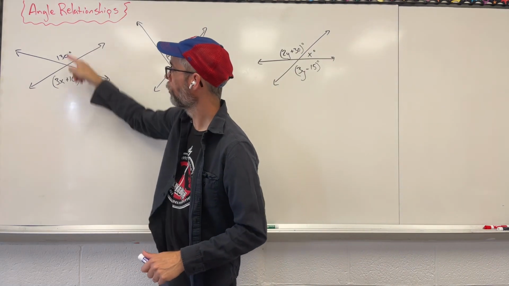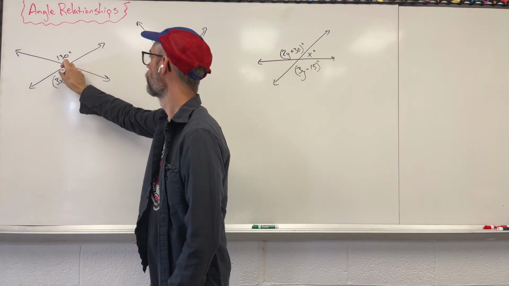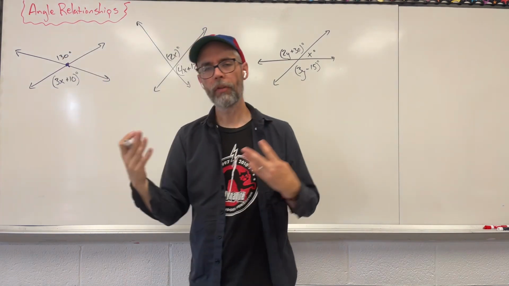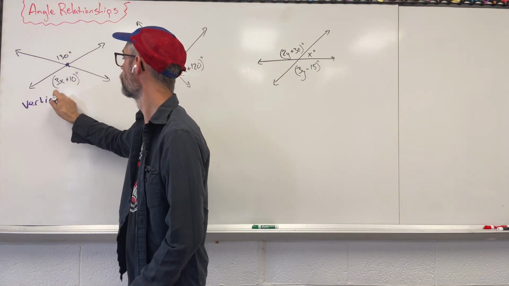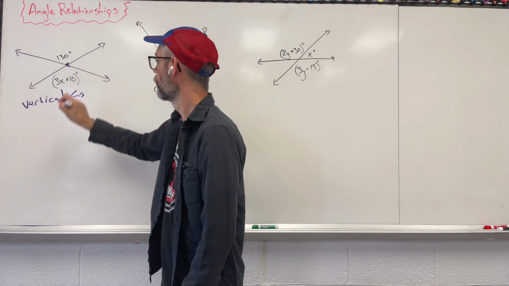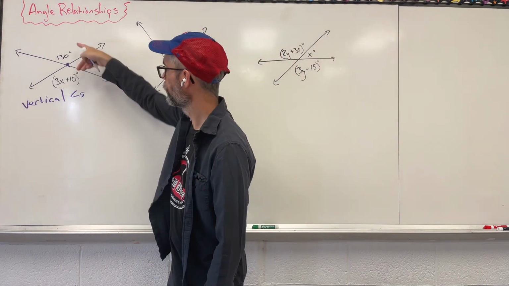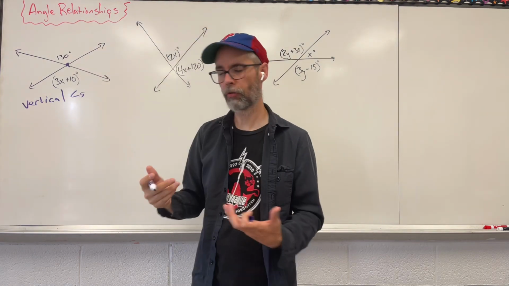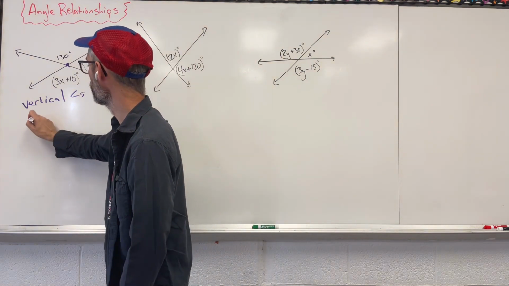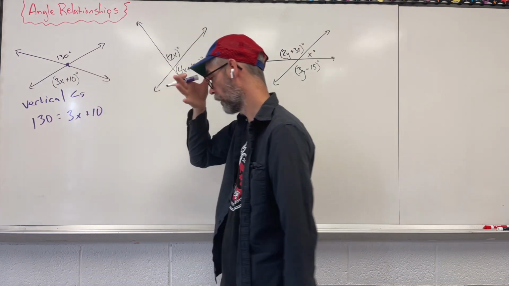When we have angles on top of each other, opposite the vertex of our figure, we call these things vertical angles. Now, vertical angles, what we know about them is both angles are going to be the same value. They're congruent to each other. So I can set up an equation. I can say 130 equals 3x plus 10.